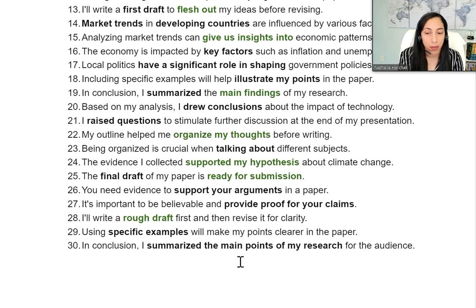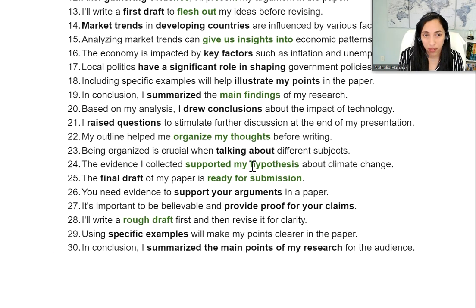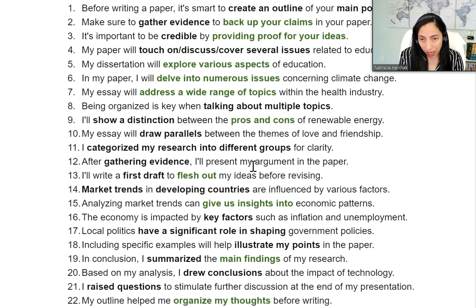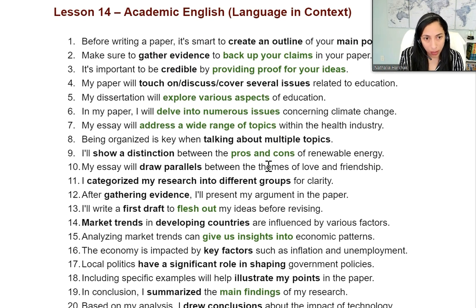Using specific examples will make my points clearer in the paper. In conclusion, I summarize the main points of my research for the audience. So as you can see, some of these sentences are very similar. And as I told you, I was just trying to show you how you could write them in different ways. So I was trying to provide you with some synonyms. Deal?